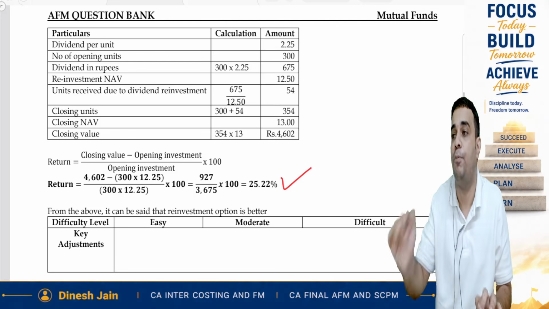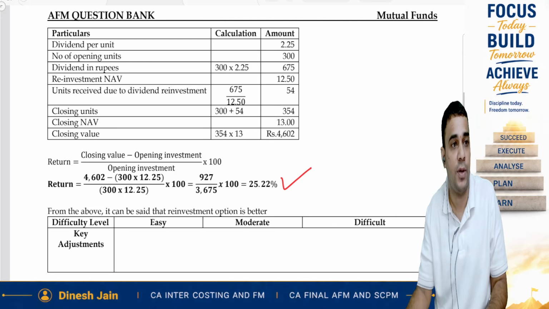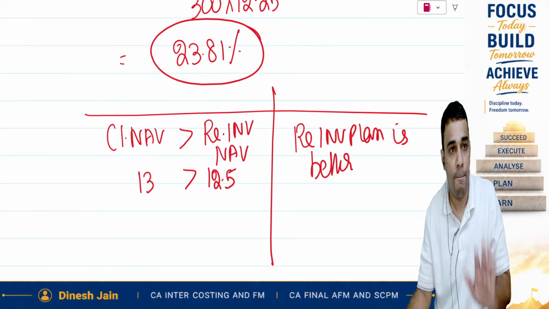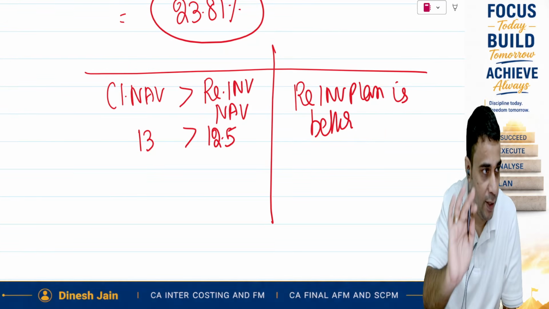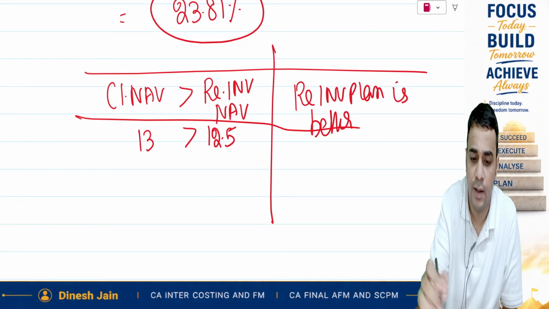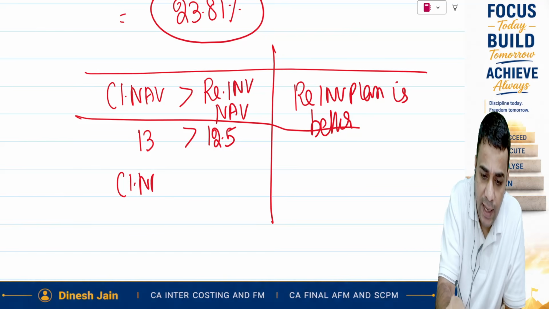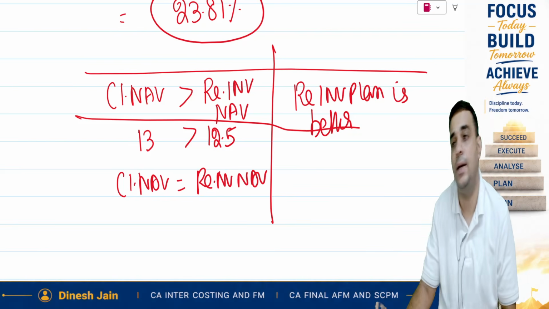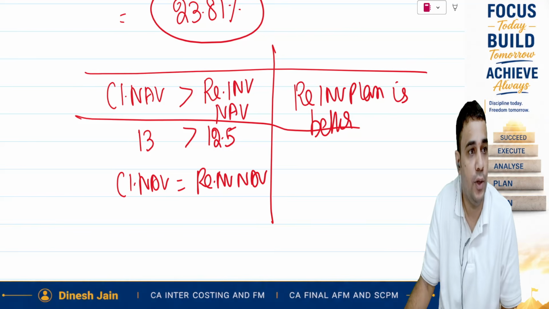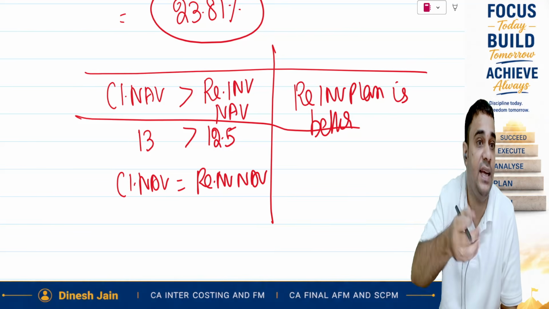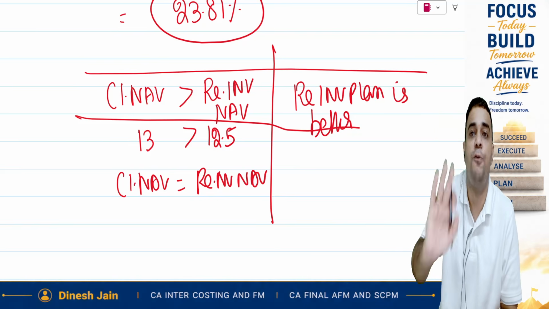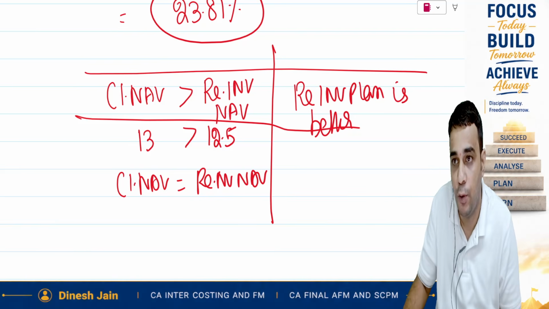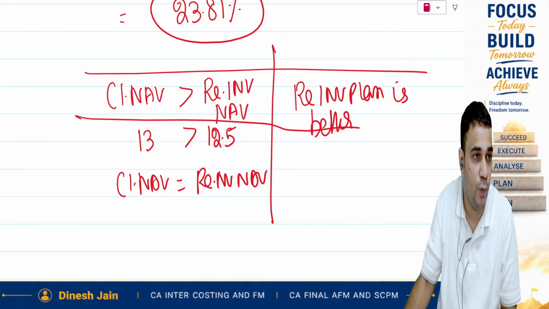Reinvestment gives 25.22%. Wait for some time. You will have to note this. I'll give you time. If closing NAV equals reinvestment NAV, both are equal. You can try at home by taking 13 as the reinvestment NAV. 24.49% answer you will get.